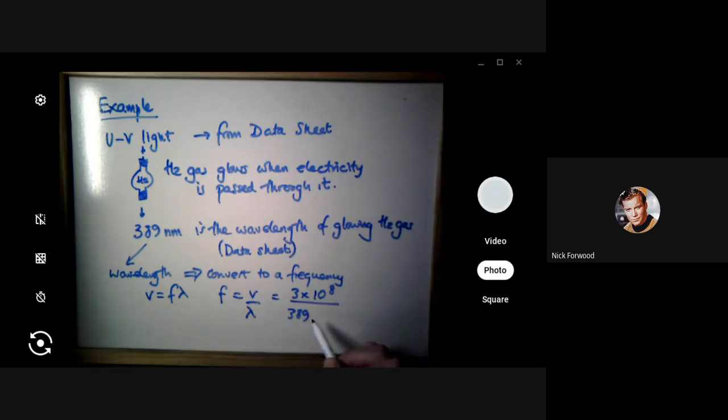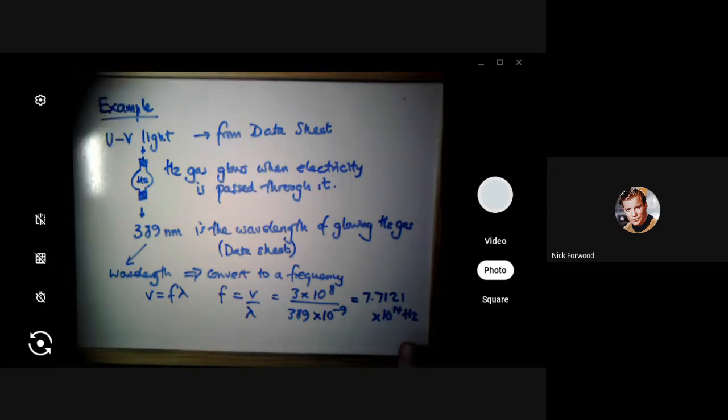Now nanometers, nano, and you're going to have to remember this because nano and all these other prefixes, micro, milli, all the powers of 10 are not shown on the data sheet. So you need to know that nano is times 10 to the power of -9. And then we can work out the frequency, and you do that and you get 7.7121 times 10 to the power of 14 hertz.